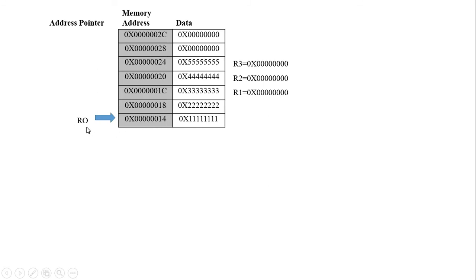Then the R0 base register is pointing at this address, 0x00000014. Here I have the data 1111 in the first location. In the next location I have 2222, and in the next location I have 3333, like that. Next 4444, 5555. Then here I consider 3 registers. Initially the content is 0.